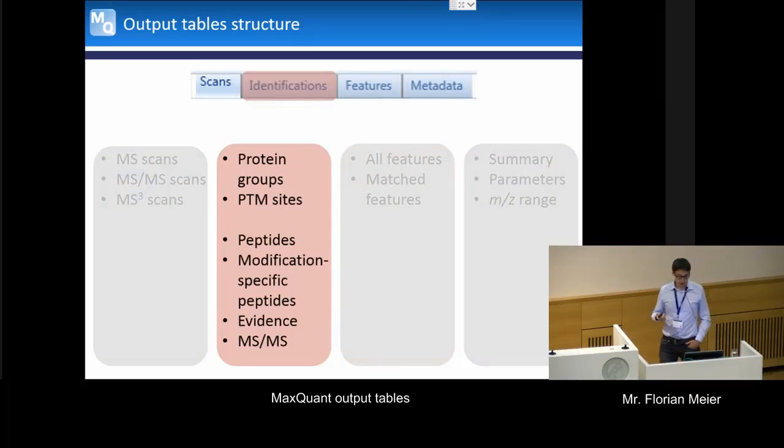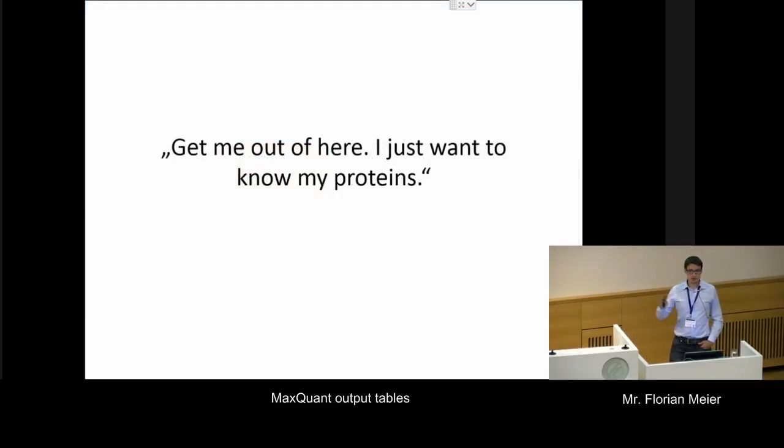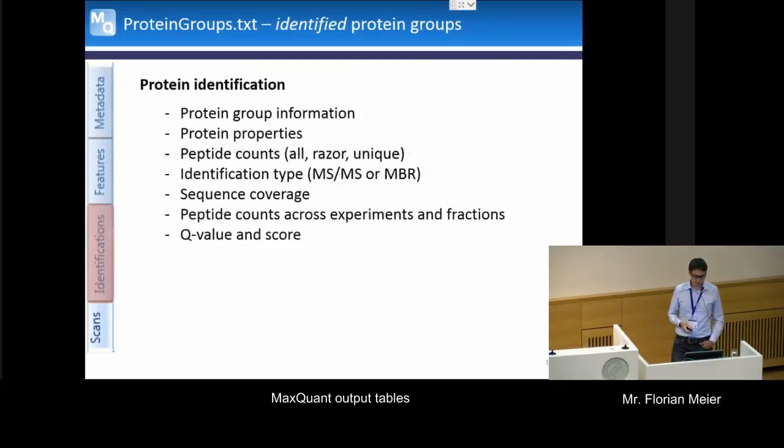So we get started with the table that you're probably most familiar with, and that's on the identifications level, the protein groups table. This is the perfect table for when you think, no, I don't want so many tables. I just want to get my protein identification and also my protein quantification. So this is the place to go if you had exactly this in mind. The protein groups table contains all the protein groups that were identified in your experiment, throughout all the runs and all the parameter groups, so everything is combined in this table.